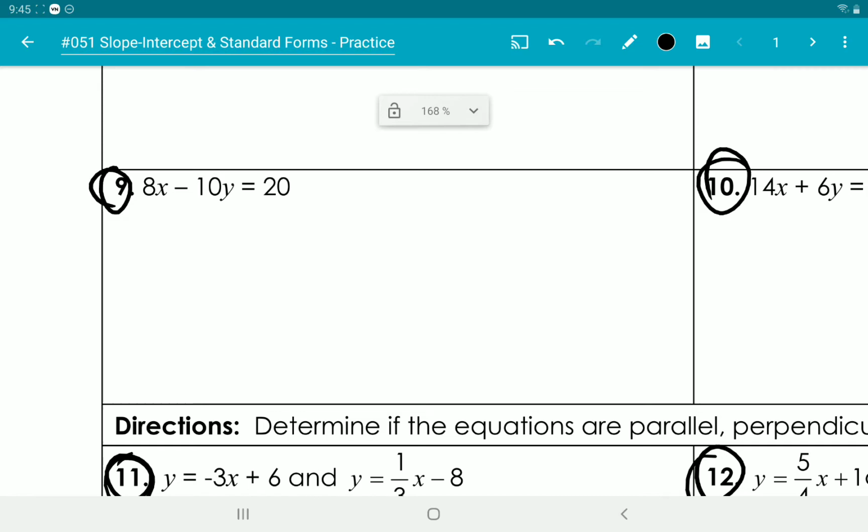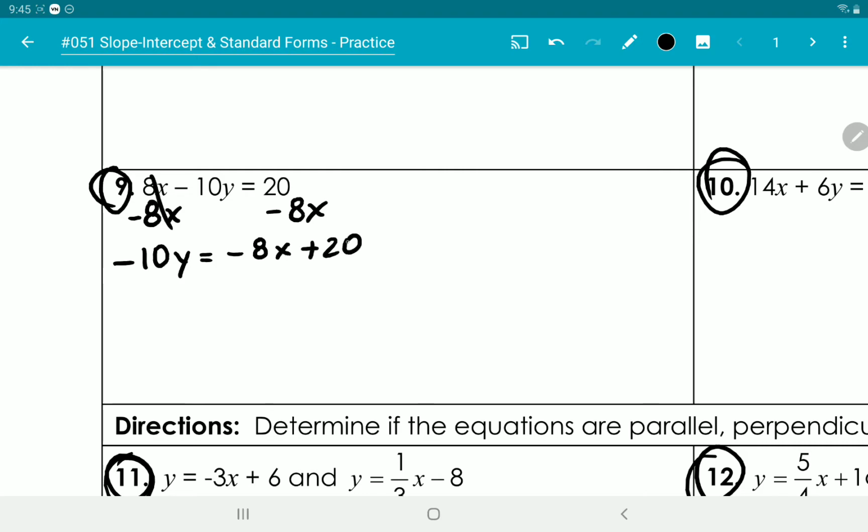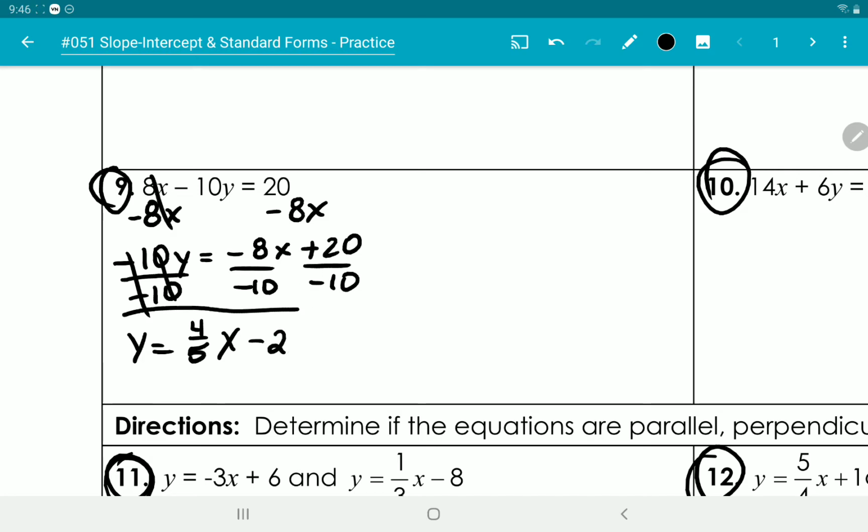So I'm going to do number 9. Again, we need the x term on the other side, so we'll subtract 8x on both sides. That's going to cancel out, leaving us with negative 10y on this side. I'm going to do the x term first. We still have this plus 20. Now we're going to divide everything by the coefficient on y, which is negative 10, giving us that y is equal to, they're both negatives, 8 divided by 10, which is the same as 4 over 5. The x is still there. And then 20 divided by negative 10 is just going to be a negative 2.